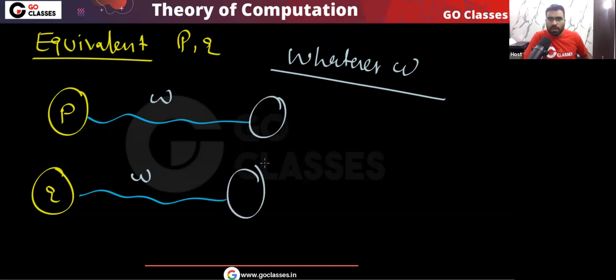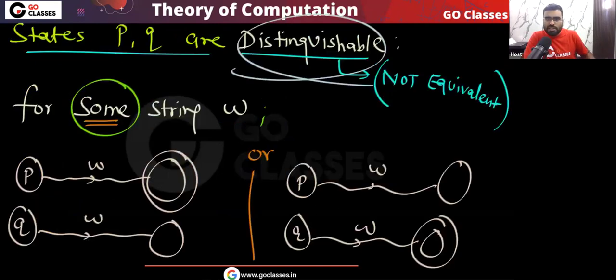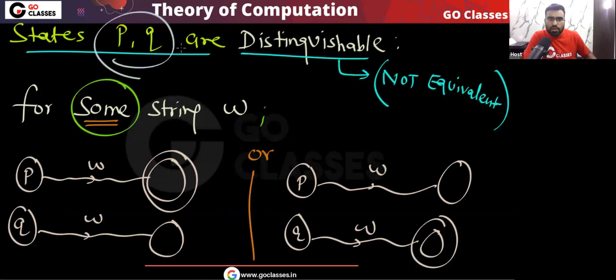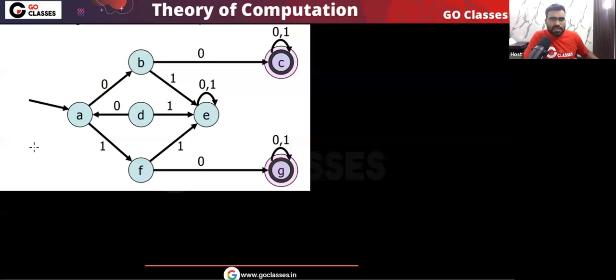This is the idea. And what is the definition of distinguishable? Two states are not equivalent if for some string one of them is going to final and another is going to non-final. We will do a lot of practice, and all these concepts will become very clear. So let's start with this example.